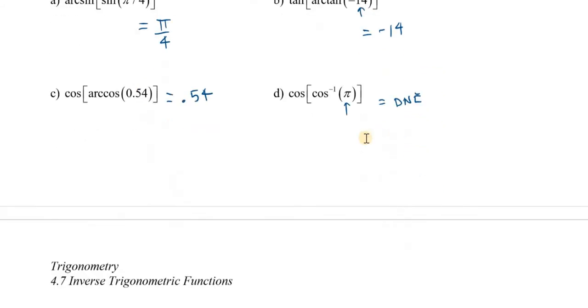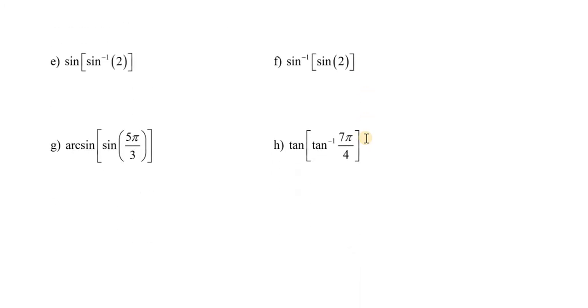All right, turning the page. Let's do a couple more. We're going to skip a couple of these. So we're going to skip this one. And let's look at the sine of the inverse sine of 2. We have the same situation here as we just had. The inverse sine of 2 is not in the domain. So therefore, this does not exist. We can't take the inverse sine of 2, which means that we can't take the sine of the inverse sine of 2. Let's look at G.